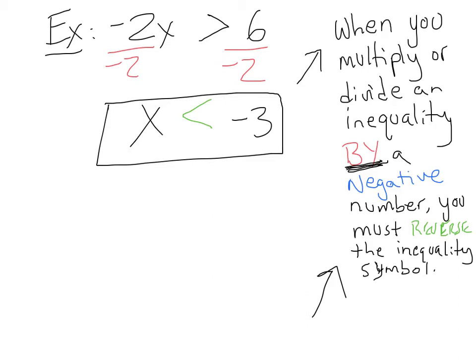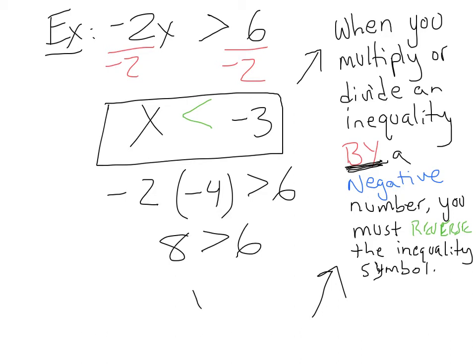What's a number less than negative 3? Well, negative 4 is less than negative 3. So if we put this into the inequality above, we'll find a true statement. A negative times a negative is a positive. 2 times 4 is 8. 8 is greater than 6. So I think we check out.